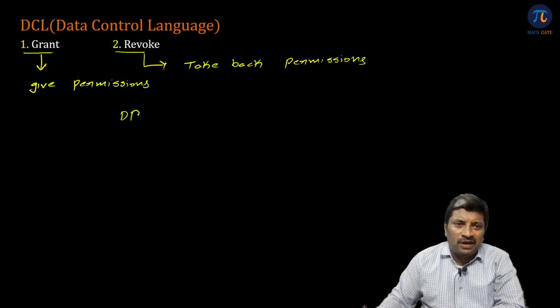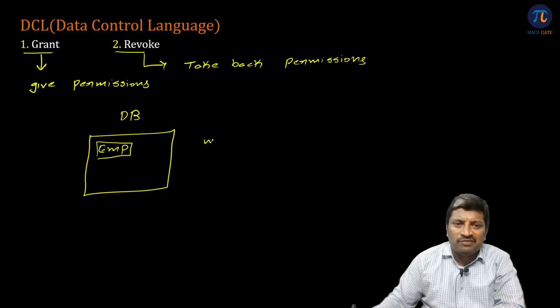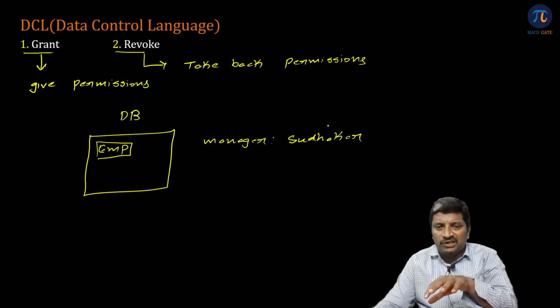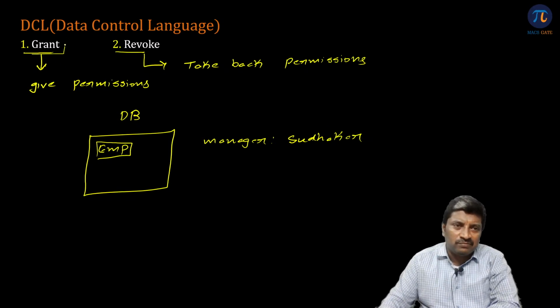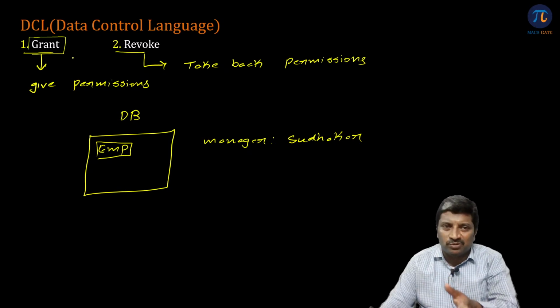Sir, suppose I have a database in which we have so many details. Among this, there is one table, employee. On this table, only the manager has access. Suppose an employee, Sudhakar, who is the manager of our bank, has joined. Then I want to give access to that new manager. Then we use grant privileges to Sudhakar on so and so table.